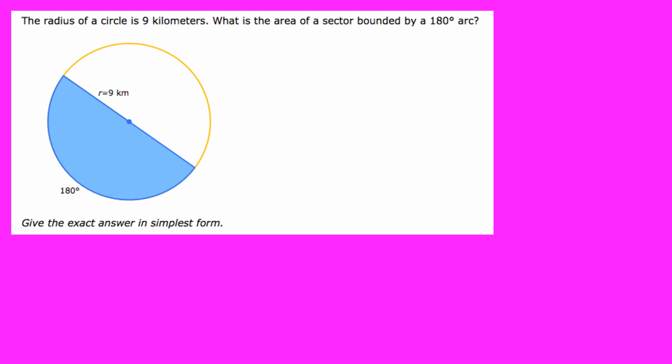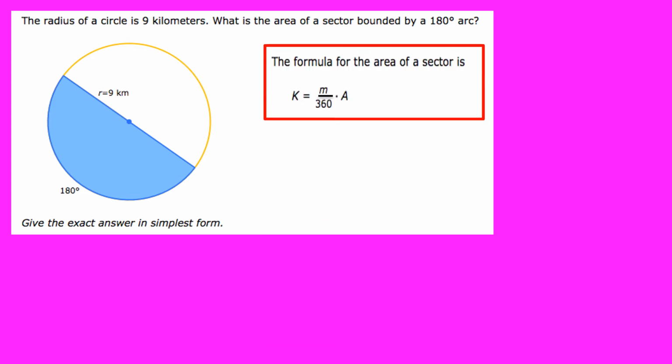In this problem, we are told that the radius of a circle is 9 kilometers. What is the area of a sector bound by a 180-degree arc? We are asked to give the exact answer in simplest form. In order to find the area of a sector, we must use the area of a sector formula. The formula says K is equal to M divided by 360 times A.